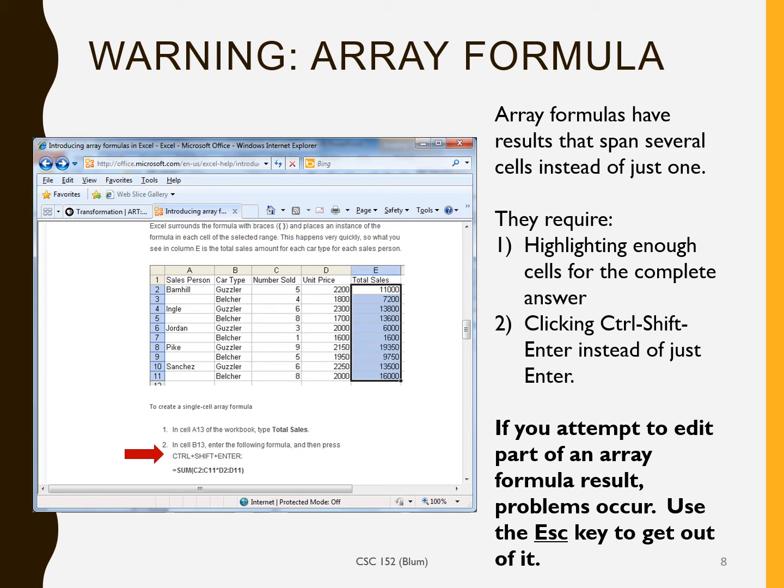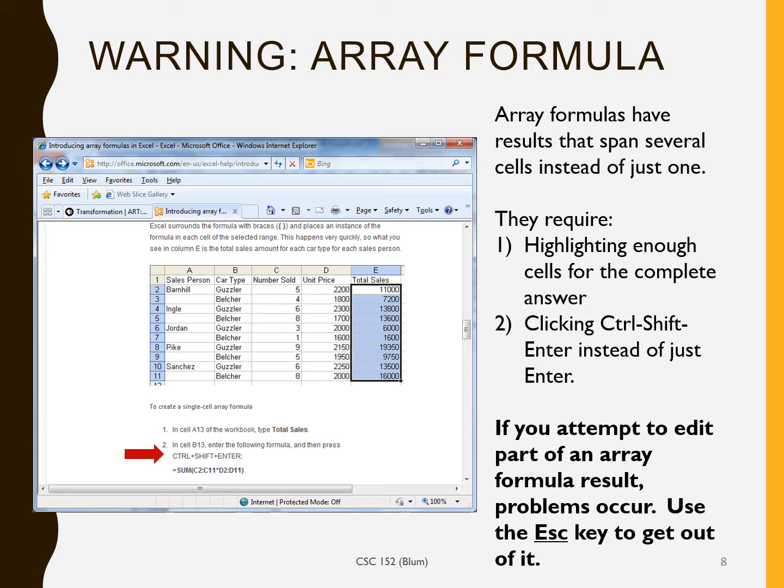First, you have to highlight a large region, the whole region that the answer is going to go into, before you start. So you don't enter the formula in a single cell, you enter the formula in a group of cells. And then you don't enter it in the normal way by hitting enter on the keyboard, but you must hit Ctrl-Shift and Enter together.